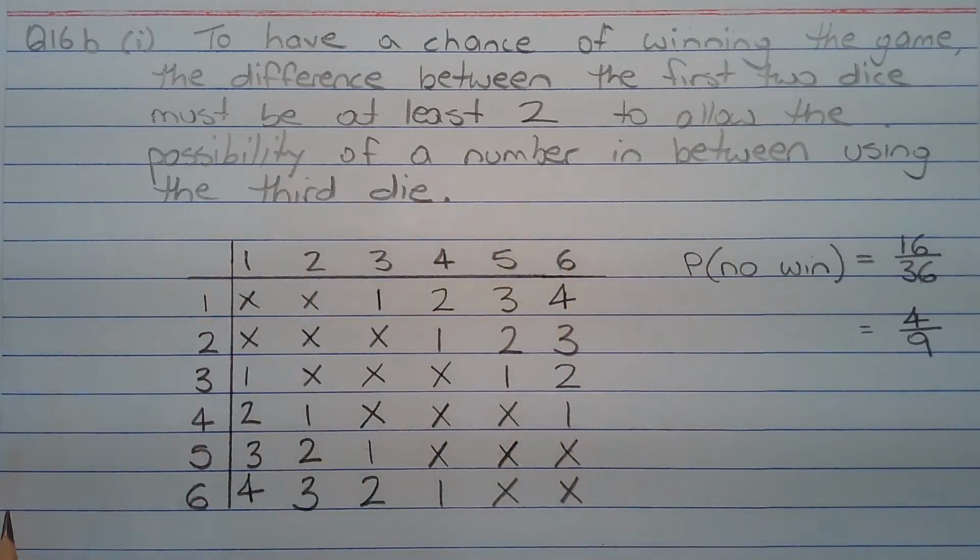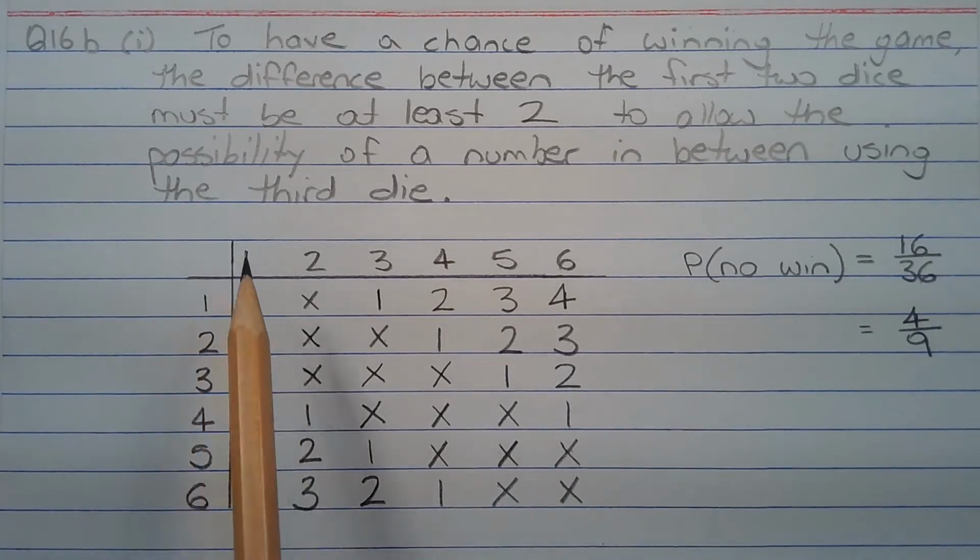Now this situation can be modelled using an array or a two-way table, and the numbers in this array are the number of possibilities in between the two dice that are rolled. So for example, if we roll a 1 and a 1, then there are no possibilities, which means that there is no chance of winning.